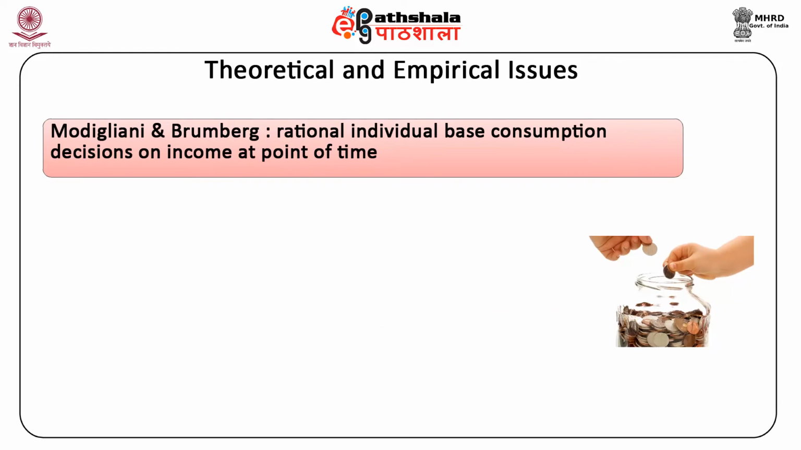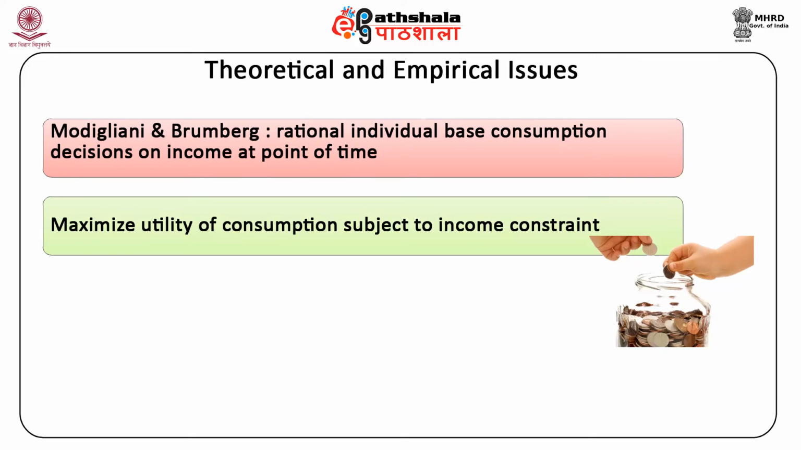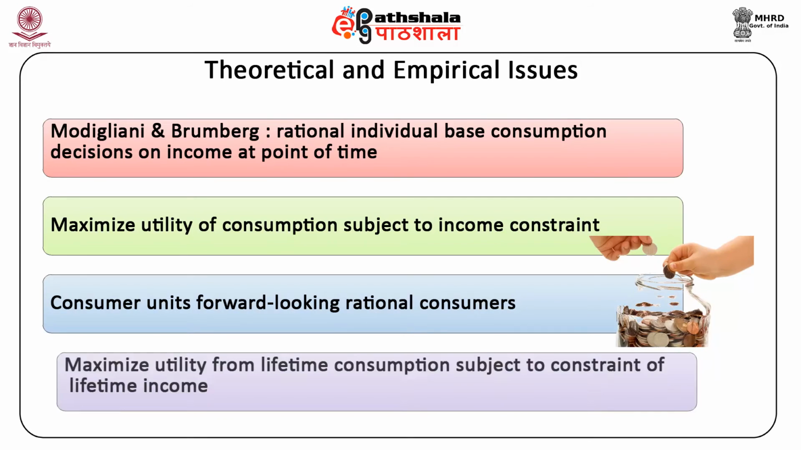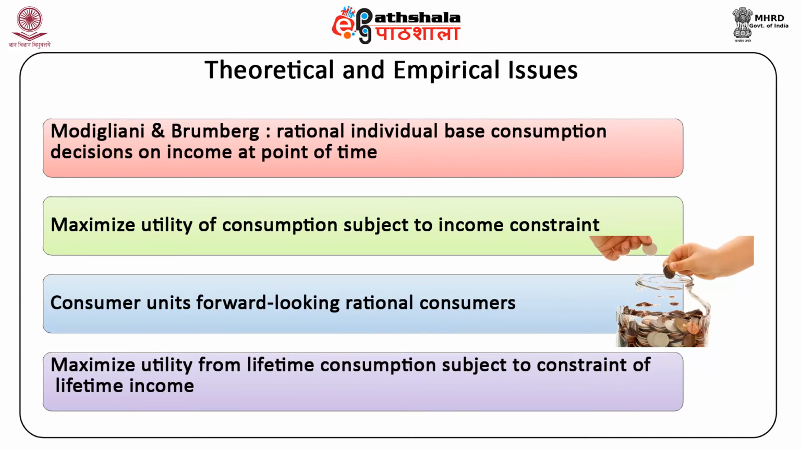Modigliani and Brumberg argued that if a rational individual would base consumption decisions at any point of time on income at that point of time, that is, if they maximize utility of consumption subject to an income constraint, then based on the idea that consumer units are forward-looking, rational consumers should also seek to maximize the utility from lifetime subject to the constraint of lifetime income.